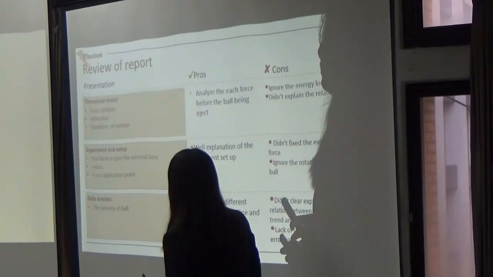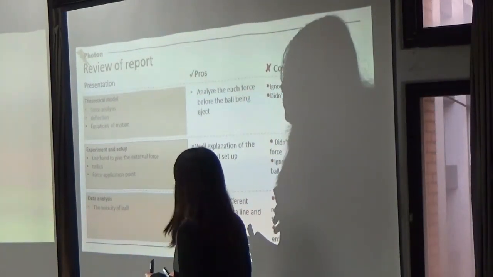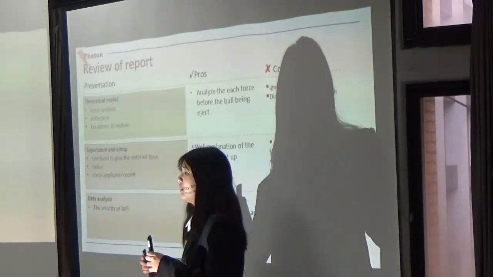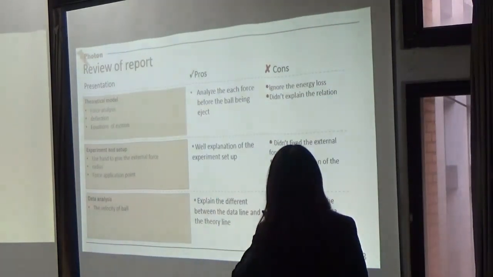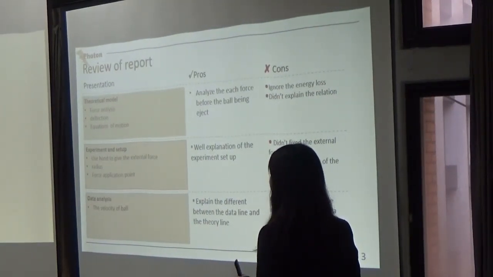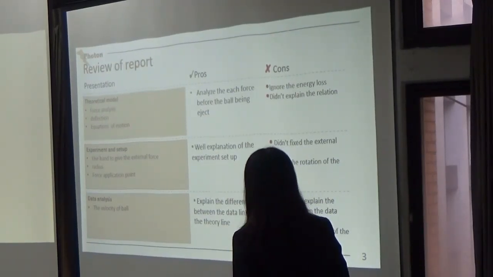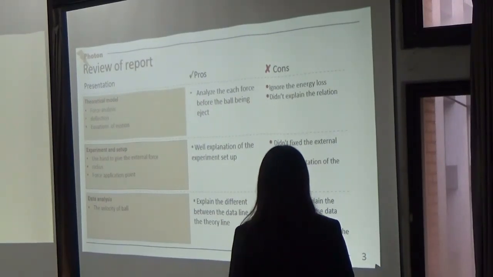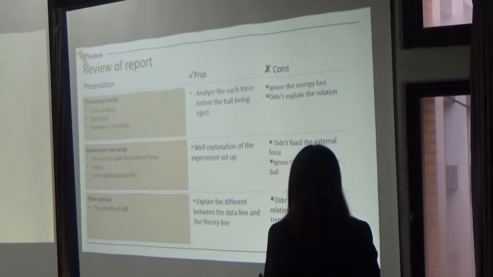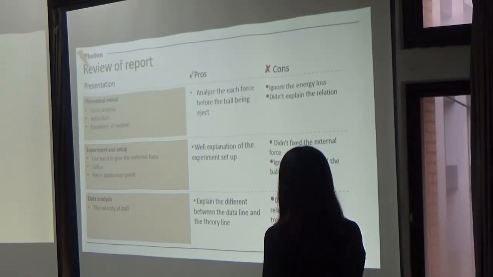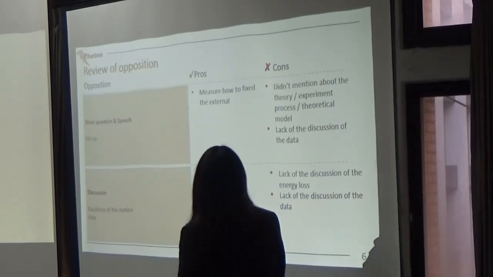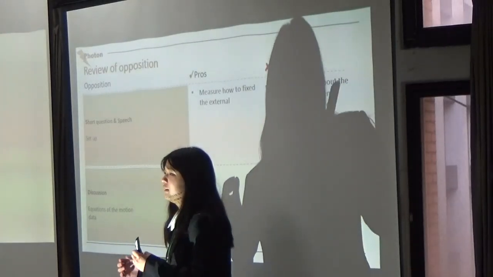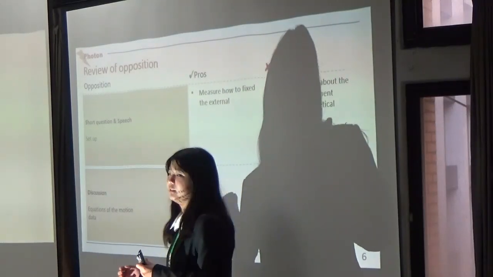And about the experiment and setup, he used a hand to give the external force, and he had the radius, the force application point, and the material of the ruler as manipulated variables. And I think he didn't fix the external force, so there will be some error bars, and he ignored the rotation of the ball. And about the data analysis, he just had the data about the velocity of the ball. But I think he didn't clearly explain the relationship between the data trend and the theory. And about the short question, I think there is a lack of discussion about the data and the theory. I don't know what the relation is during this discussion.